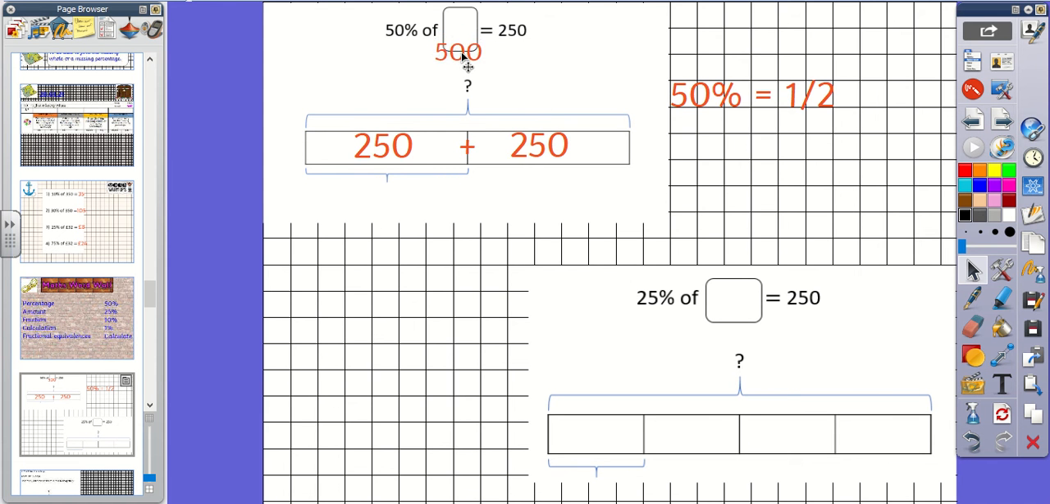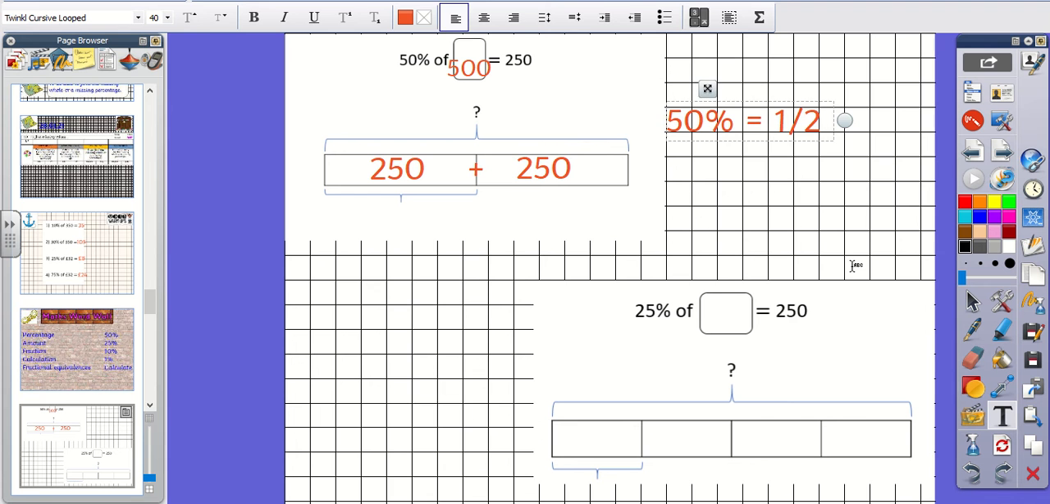Okay then, so if I just move that down there, there we go. So this question here is asking us 25% of an amount equals 250. So we know that 25% is equivalent to 1/4, and that's why we have split our bar model into quarters, okay? So 25% of something is 250. So that means 250 is going to go in there.